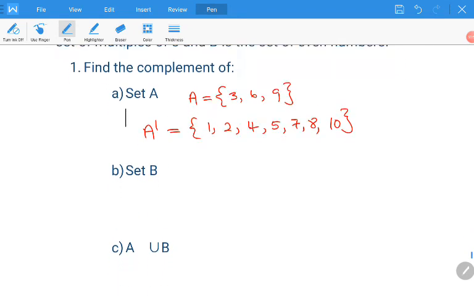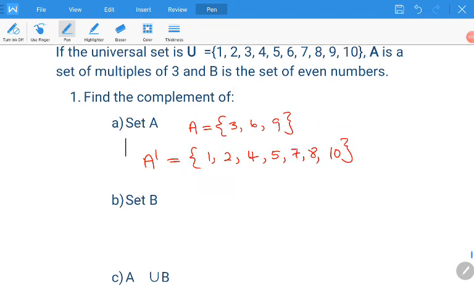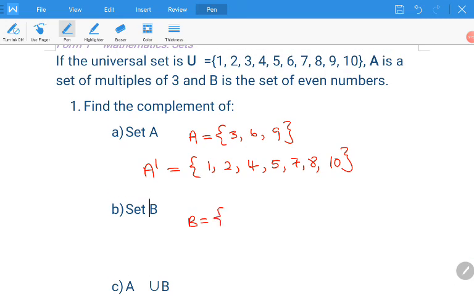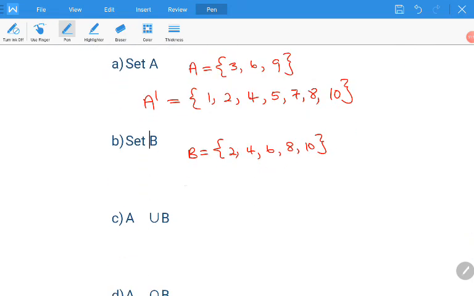And B is the set of even numbers. So B is equal to 2, 4, 6, 8, 10. So B complement is equal to 1, 3, 5, 7, and 9.